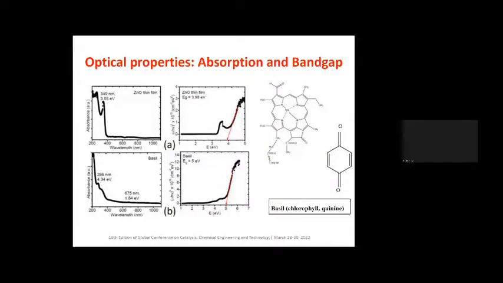This is the absorption property. We can see the absorption as well as the band gap, and we have calculated the band gap also. We can see the visible absorption peak for basil at 675 nanometers, and for ZnO a 349 nanometer wavelength absorption peak.